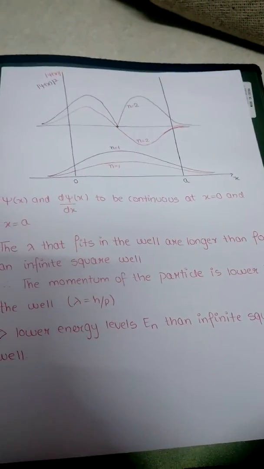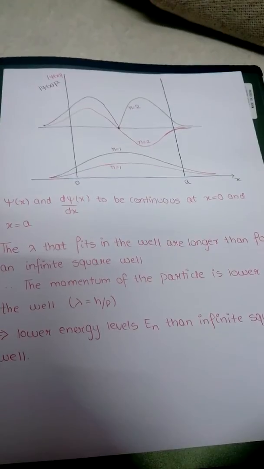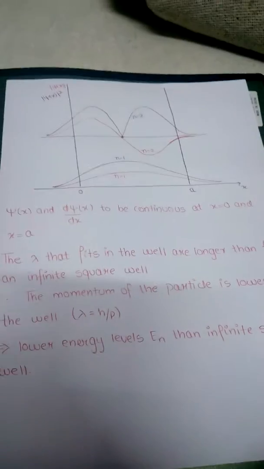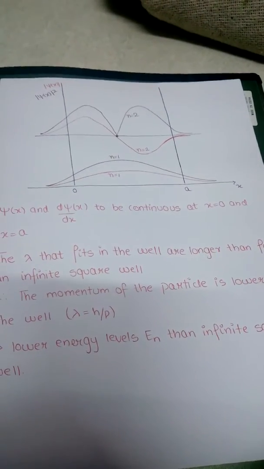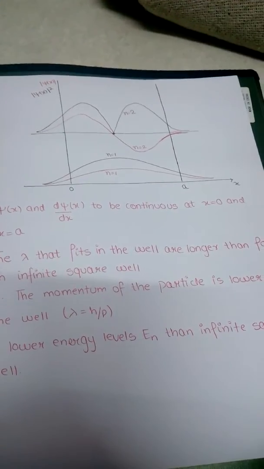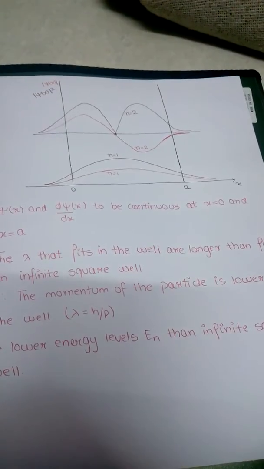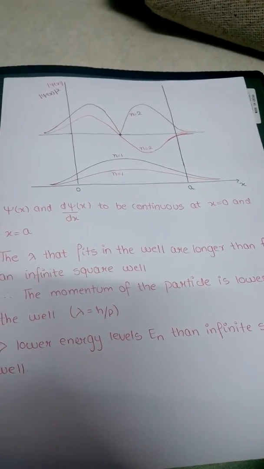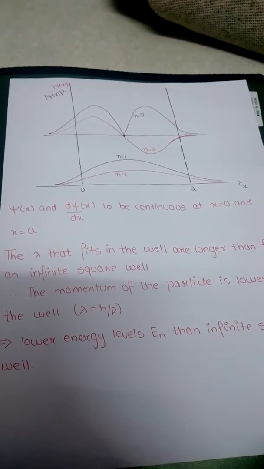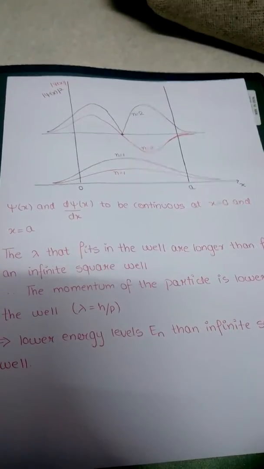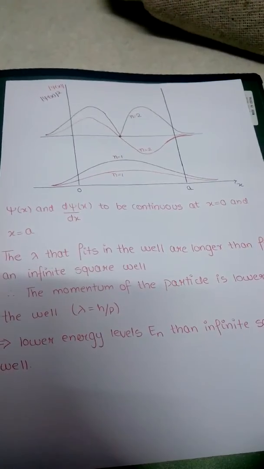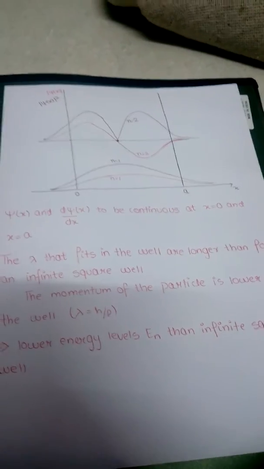Now what is important is that the wavelengths that fit in the well are longer than for an infinite square well. So the momentum of the particle is less. That means for a given n, the energy levels are lower in a finite square well than in an infinite square well with the same value of n. We have to keep in mind when we are drawing these wave functions that at the boundaries, that is at x equals 0 and x equals a, the wave function and its derivative are supposed to be continuous.